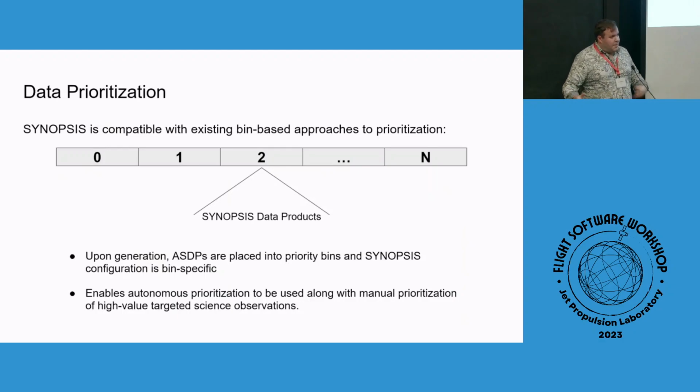We try to be backwards compliant with architectures like that. So you can say this priority bin is allocated to output from SYNOPSIS and you're allocated 100 megabytes, right? You can code that in with this very easily and say that 100 megabytes we're going to let SYNOPSIS fill, but it's only allocated after the 200 megabytes of standard high priority data that we need to get, right? So you don't have to solve the full problem in this framework if you don't want to.